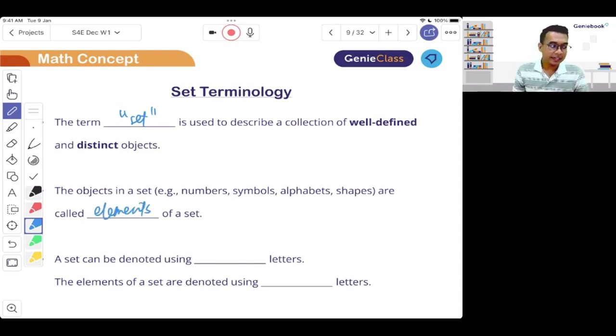Okay, so things like I can have a set of numbers, and each individual number in the set is called an element. Now a set can be denoted using capital letters, so big letters, unlike your algebra where you mostly use small letters. And the elements of a set are denoted using small letters. So elements are those numbers or objects inside of a set.